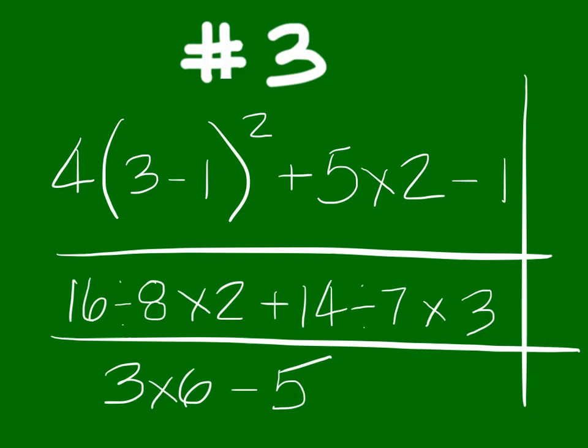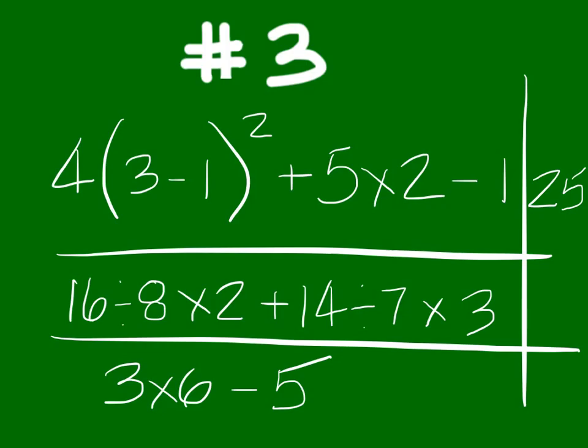On the top, you should have 3 minus 1 to get 2. Square the 2 to get 4, and multiply 4 by this 4 to get 16. 5 times 2 is 10, so you add 10 to 16 to get 26, and then subtract 1 to get 25.